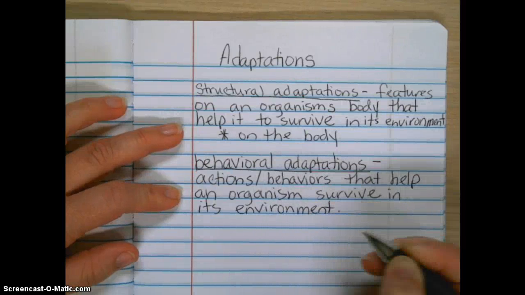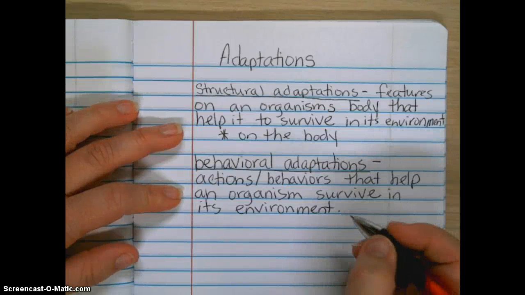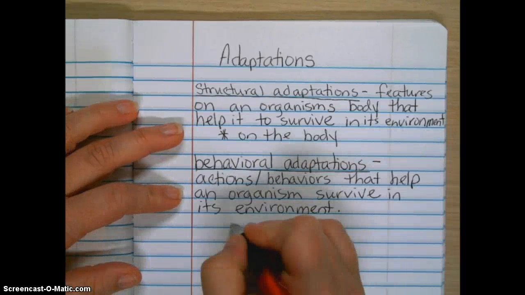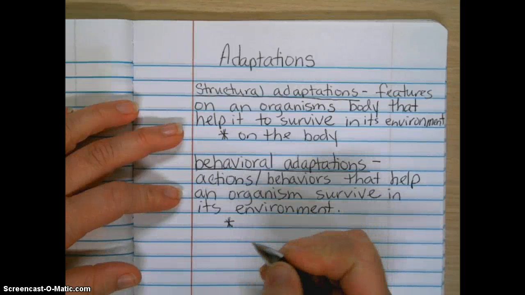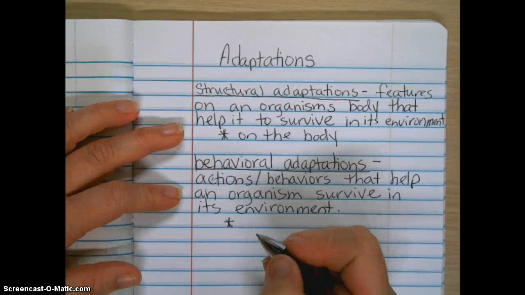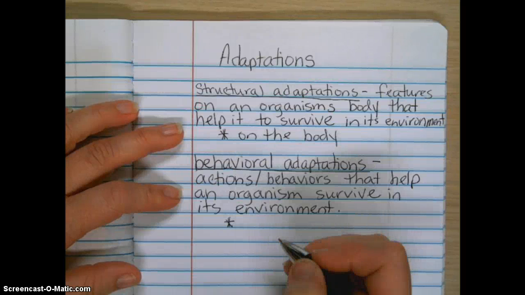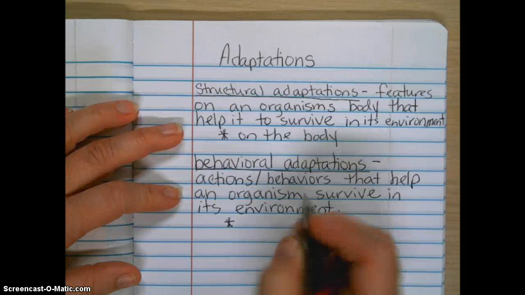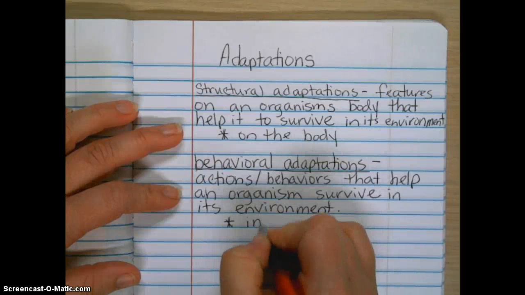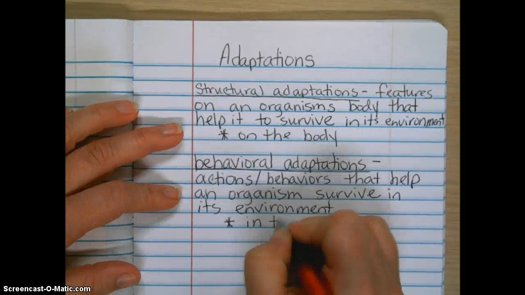Now these are different from structural adaptations because you can't see them. These are in the brain. They're pre-programmed, something the animal already knows how to do. For example, a bear already knows to hibernate. Nobody has to teach a bear to hibernate. It just knows. Its brain tells it when to do it. And this is an adaptation that has allowed bears to survive in specific environments.